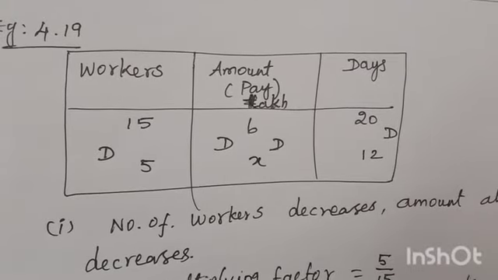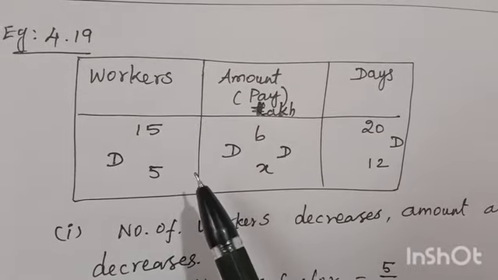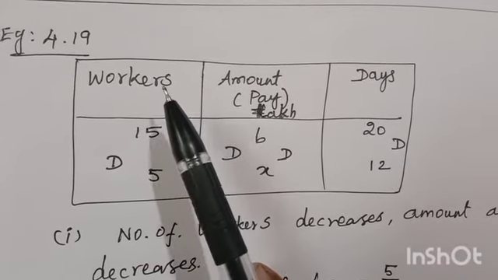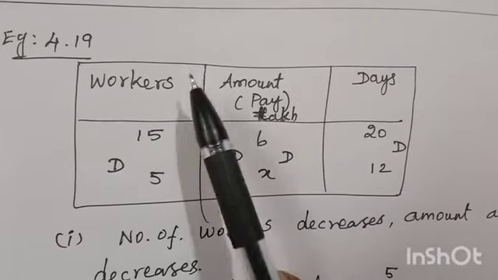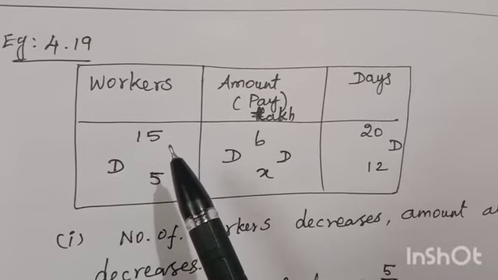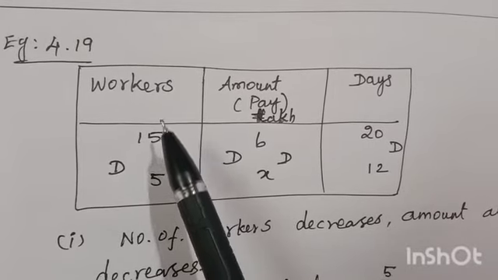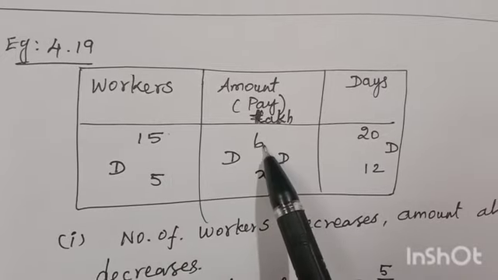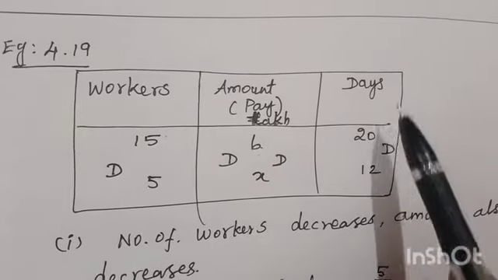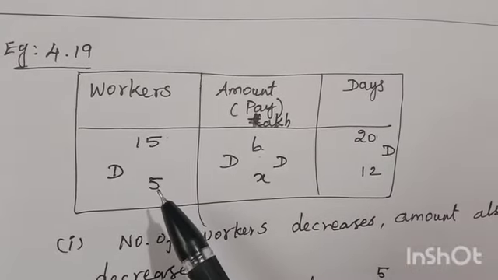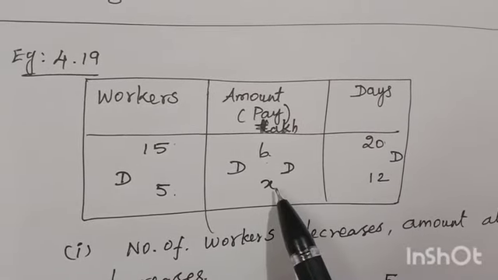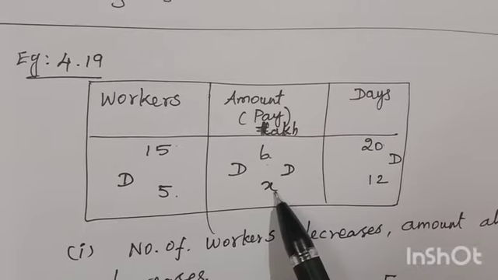Listen students, the given problem you have to rewrite as a tabular column. First you have to take from the question what are the things given: workers, amount and days. You have to write them separately. Now the given statement: rupees 6 lakh have to pay for 15 workers. So that is 15 workers, 6 lakh, and 20 days. Then the question is 5 workers in 12 days, how much amount do I have to pay? That is the question. Okay.